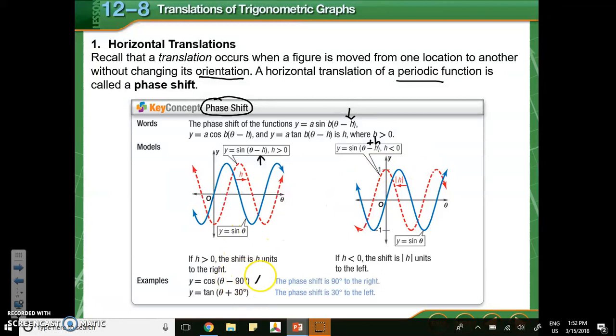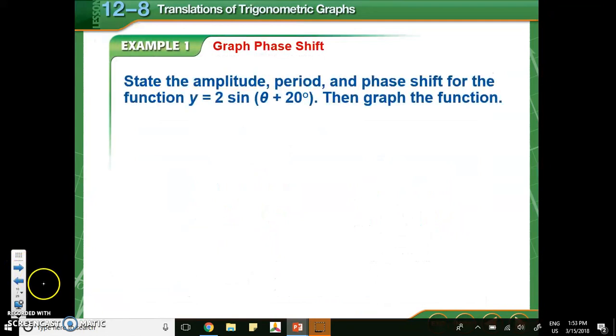So if I look at these examples down here, if I have the cosine of the quantity theta minus 90 degrees, my phase shift will be 90 degrees to the right. If it's the tangent of theta plus 30 degrees, it'll be 30 degrees to the left, just like we've done with other functions before. So let's take a look at this first example.